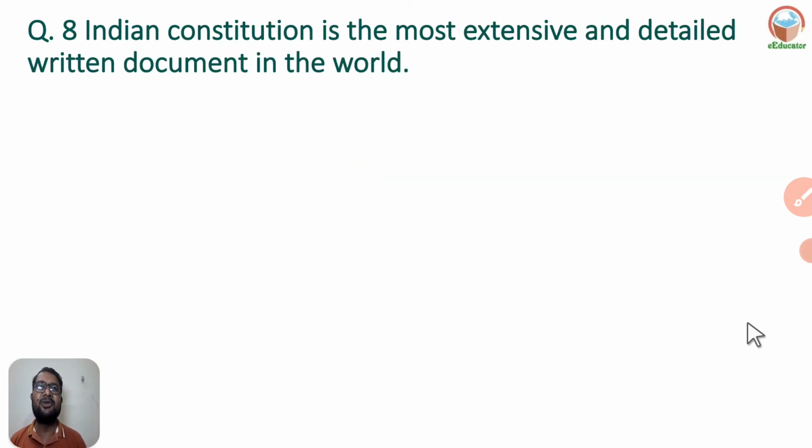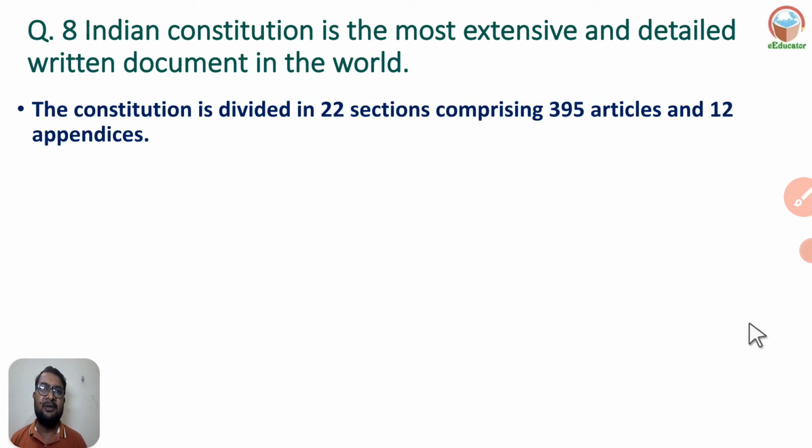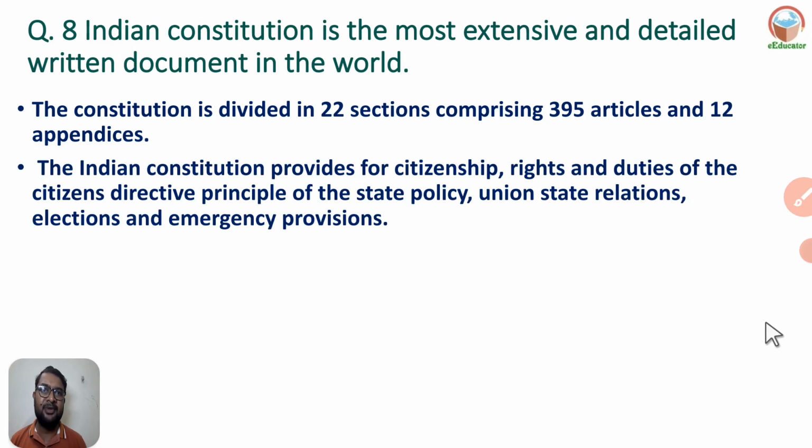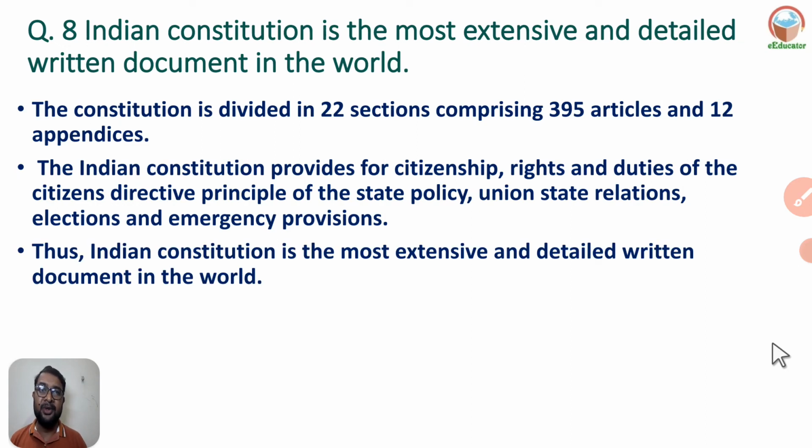Number 8, the Indian Constitution is the most extensive and detailed written document in the world. The size of the Constitution: it is divided into 22 parts comprising 395 articles and 12 appendices. The Indian Constitution provides for citizenship, rights and duties of the citizens, directive principles of state policy, union-state relations, elections and emergency provisions. All this information has been mentioned in the Constitution. So the Indian Constitution is the most extensive and detailed written document in the world.